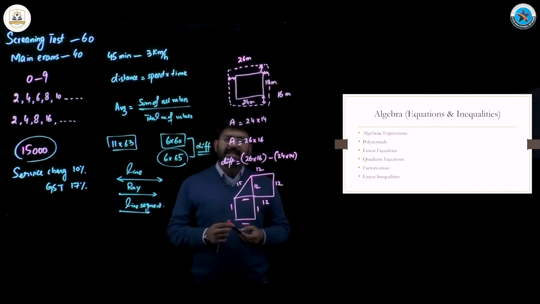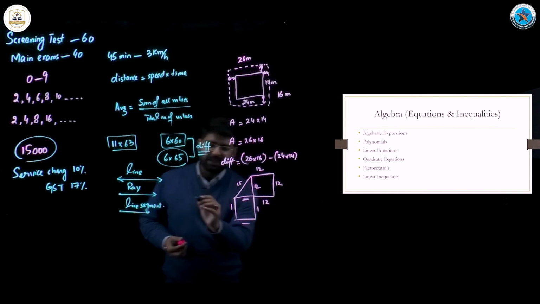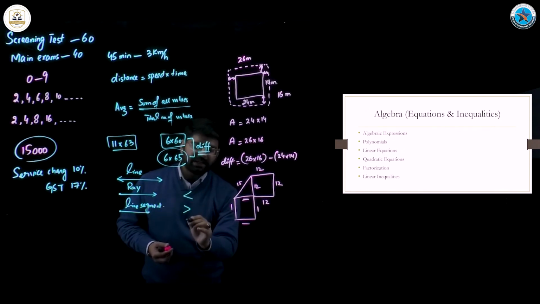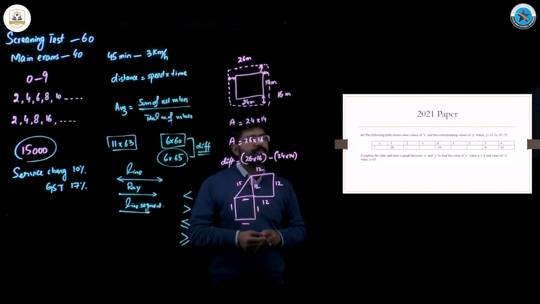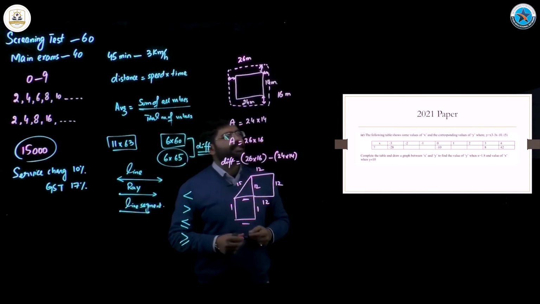That could be less than, greater than, less than or equal to, greater than or equal to, this way. So this is an example of the 2021 paper.